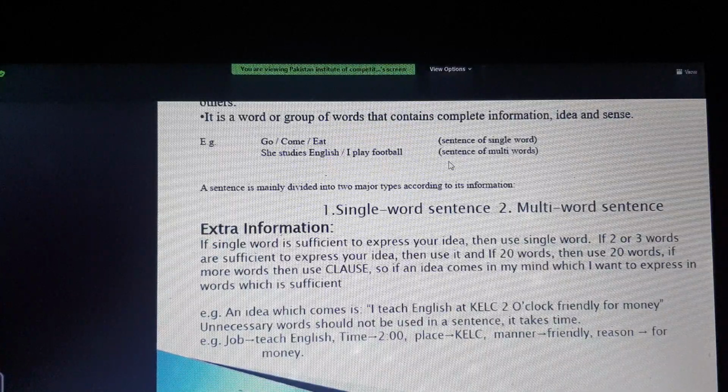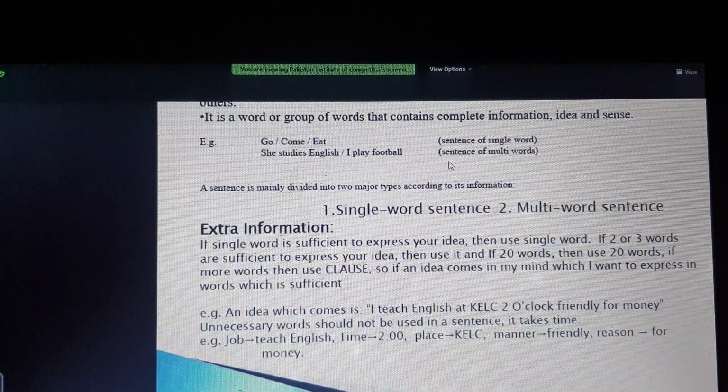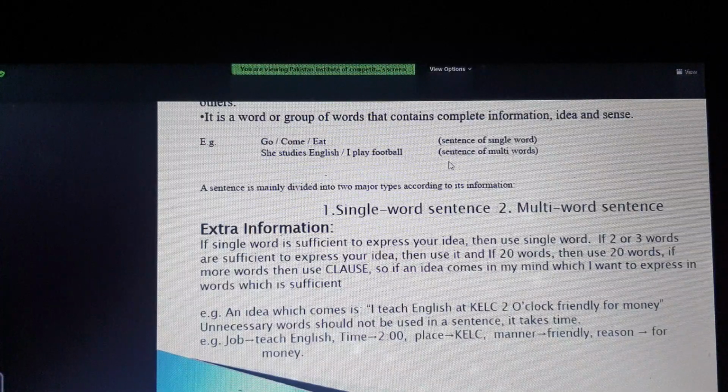So by this extra information, a question comes in mind: what is the exact number of words in a sentence? How many words can we use in a sentence? Can we use 5 words? Can we use 10 words? Can we use 2 words? Can we use only 1 word? What is the minimum number of words, or what is the maximum number of words?